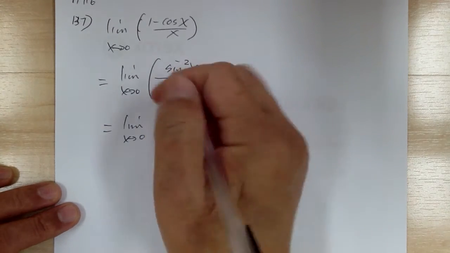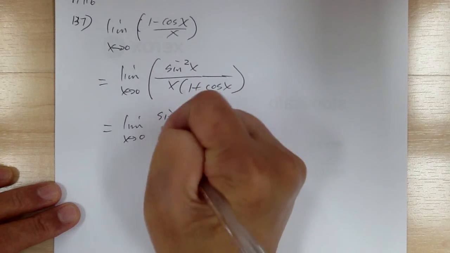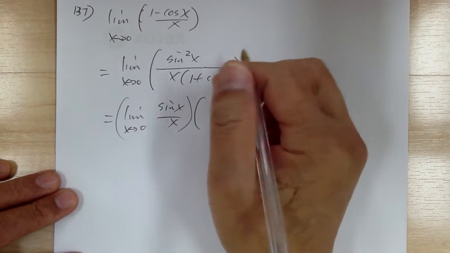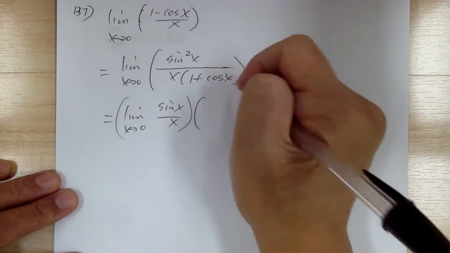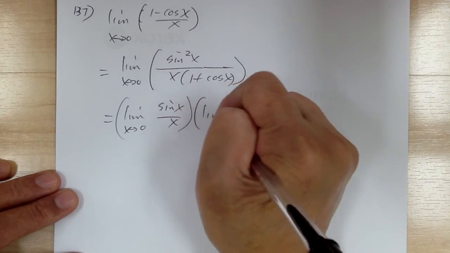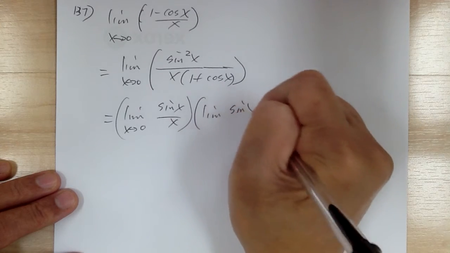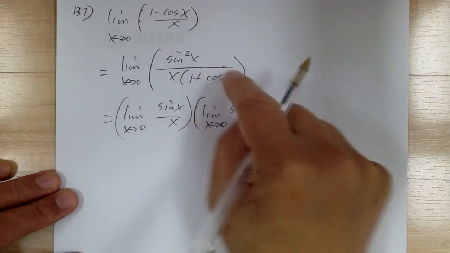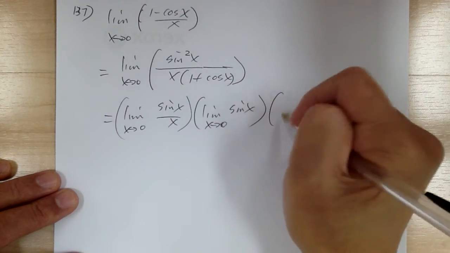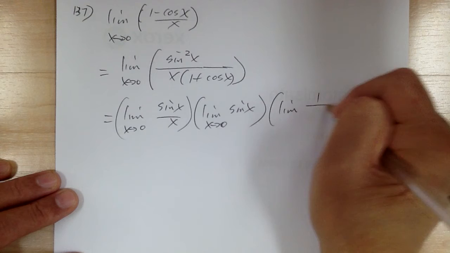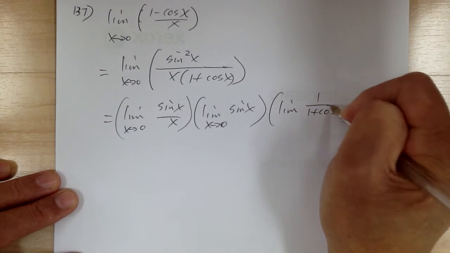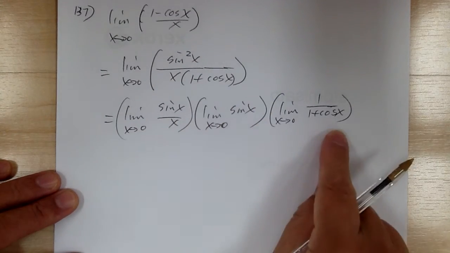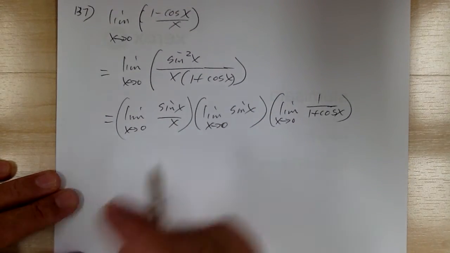So first I'm going to have the sine x over x. That's one part. And then I have this part over here, so I need to have a limit of sine x. That takes care of this part of it. Then I have this part over here. So you can break the parts so that we can evaluate.